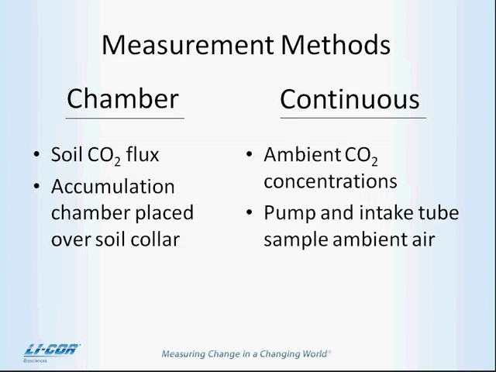So just to recap, there are two types of measurements that can benefit from GPS data. You've got chamber measurements, which are measuring the soil CO2 flux using a chamber placed over a soil collar. And you can also do continuous measurements where you sample the air and record ambient CO2 concentrations.